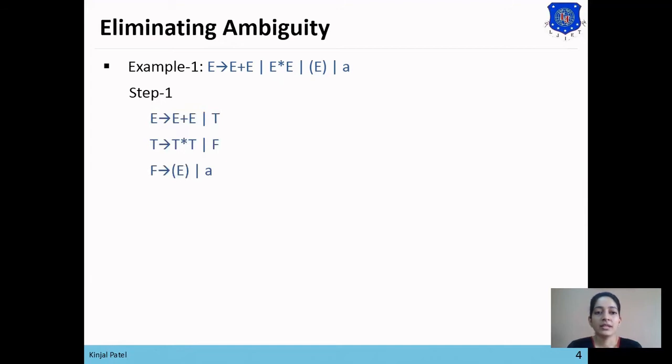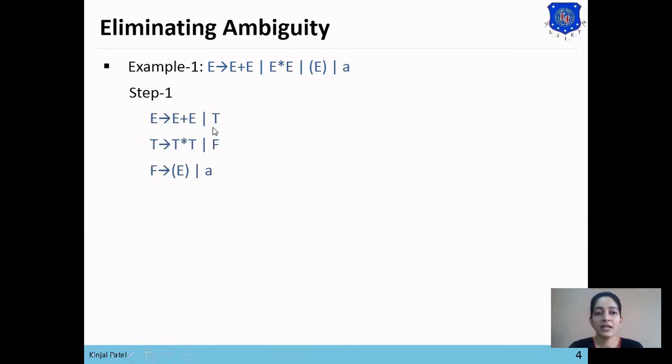So you can see that in step 1 we have set our grammar according to the precedence: plus at first level, star at second level, and braces at last level. Now from this grammar, if we have plus and star in our string and we want to derive star, then we cannot go directly to star.